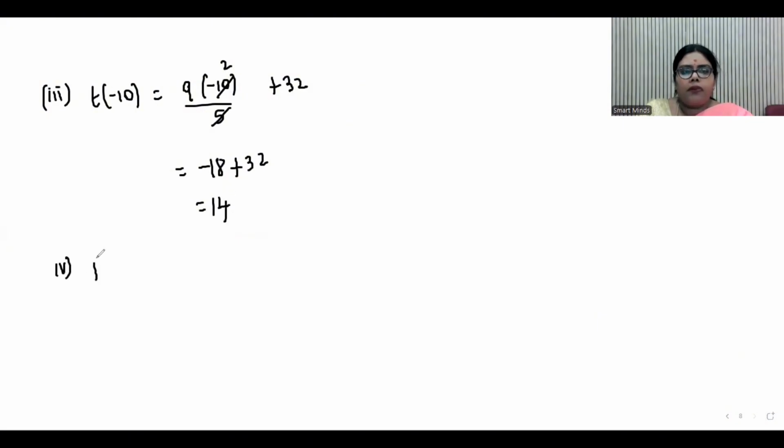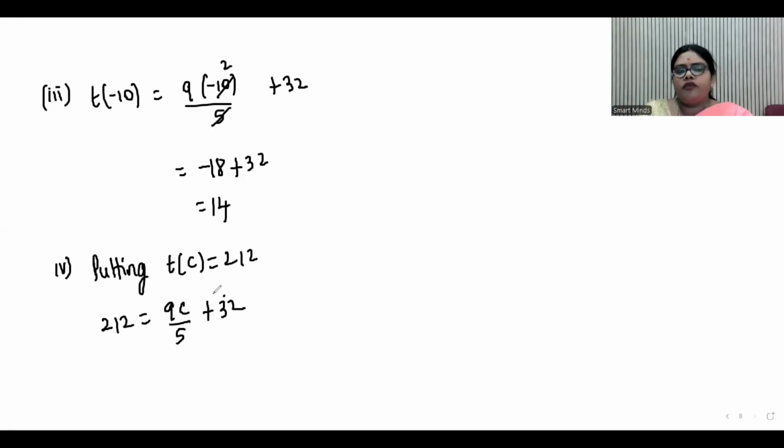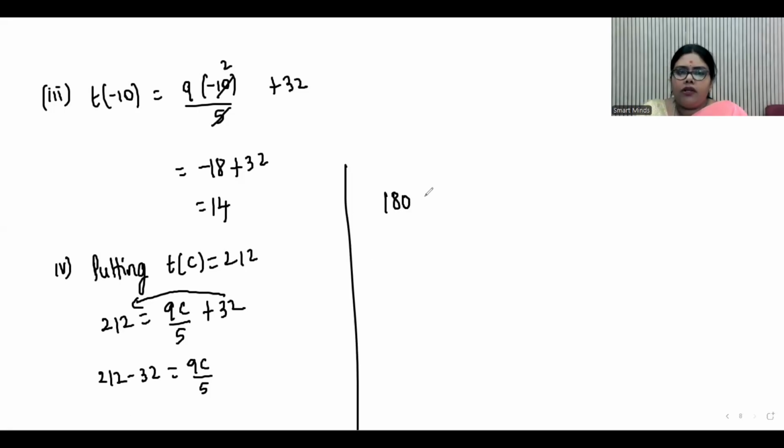Now fourth bit. In the fourth bit, we have to find C when T of C is 212. So putting T of C is 212. So 212 is equal to 9C by 5 plus 32. First take 32 this side. So 212 minus 32 is 9C by 5. So 212 minus 32 is 180. 180 equals 9C by 5. 9 twenties are 180. Now cross multiply. C is equal to 100.